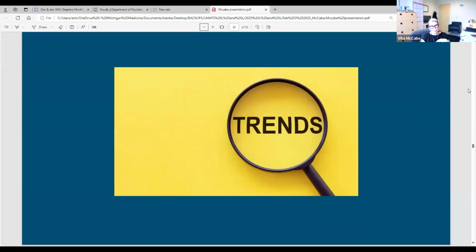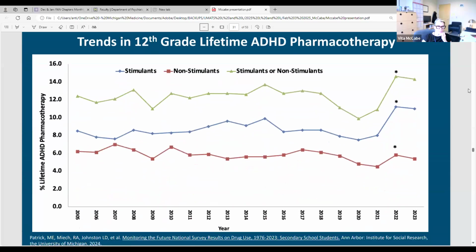Let's go one more. Let's talk about some trends. This is looking specifically at MTF data on what happened during COVID. What we saw was an uptick in stimulant use that you can see in the green line, which is stimulants and non-stimulants. Red is non-stimulants and blue is stimulants.